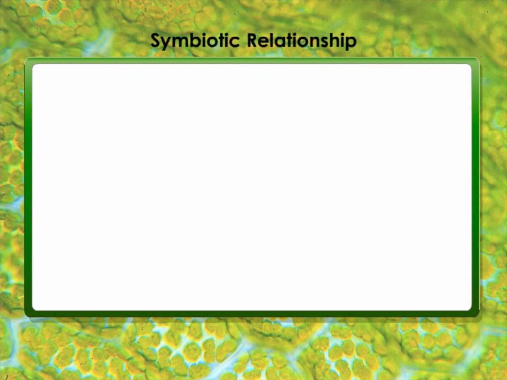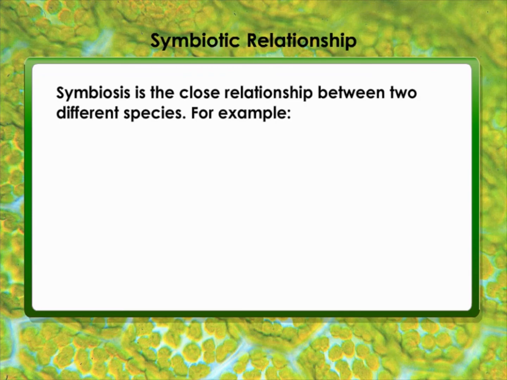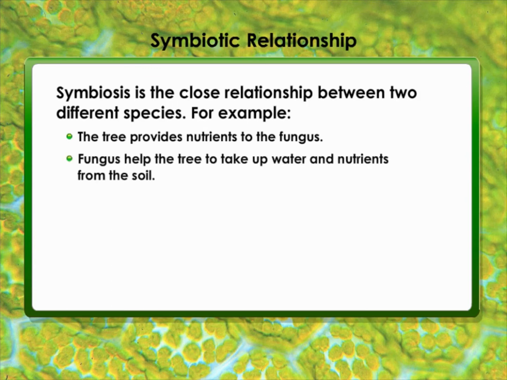Symbiotic relationship. Symbiosis is the close relationship between two different species. For example, the tree provides nutrients to the fungus. Fungus helps the tree to take up water and nutrients from the soil.